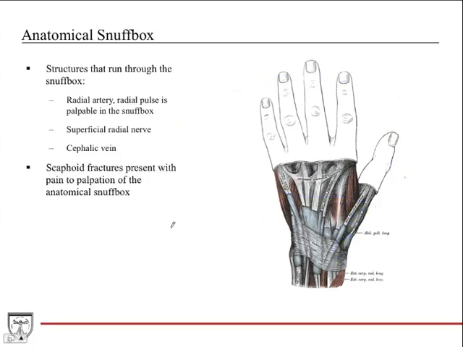What's also really important is not just the borders, but there's structures that run through the snuff box. Is first the radial artery, so the radial pulse is palpable in the snuff box. Then you have the superficial radial nerve, which travels kind of superficially in this region like this as well. And then you have the cephalic vein, which is coming from the hand traveling back this way. Scaphoid fractures, they present with pain to palpation of the anatomical snuff box. And that's because the bone is just deep to here.